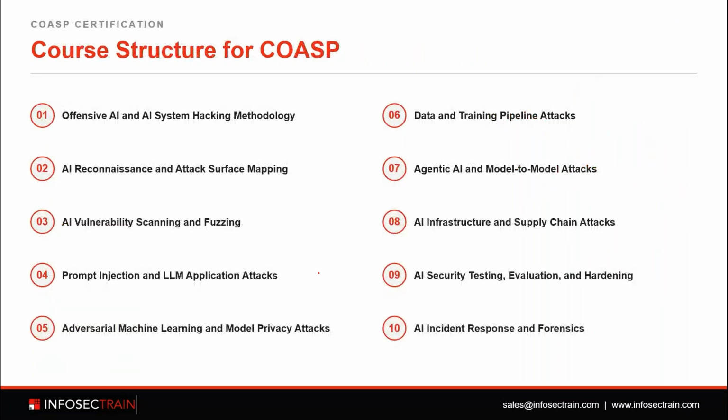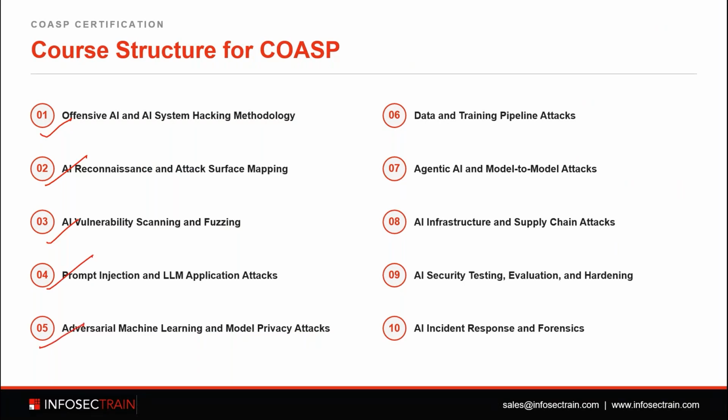Now, the course structure, if we talk about it, these are the lessons in the COASP. We have the first one as offensive AI and AI system hacking methodology, where we'll start with the very basics: what AI is, what the different things in AI are, how AI is built. And then we'll move on to offensive AI and the methodology. Then how to perform reconnaissance of AI systems and attack surface mapping, AI vulnerability scanning and fuzzing, then prompt injection and LLM application attacks.